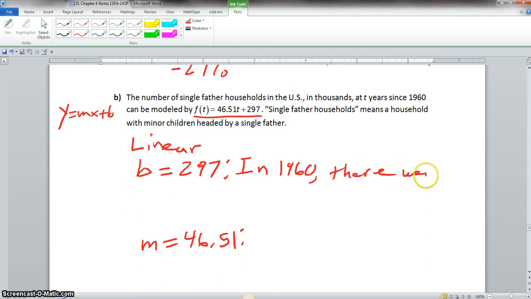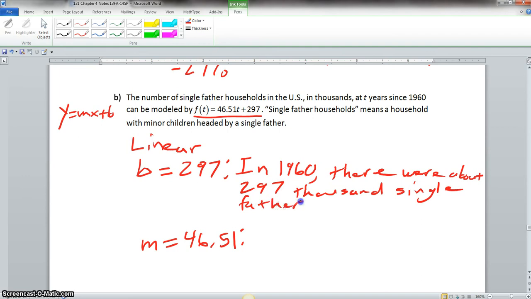there were about 297,000 single father households in the US. Now, the reason why we know it's 297,000 is because in our first sentence here, it tells us that everything is in thousands. And the reason why we know this is in 1960 is because this is the start date of 1960 for this problem. Also we know this is years because it says T years.